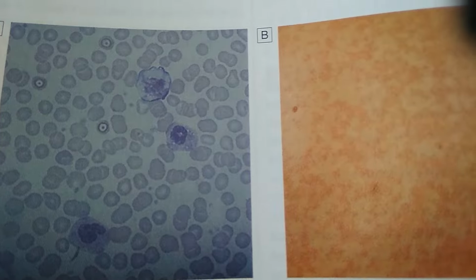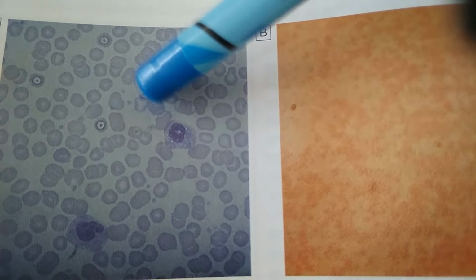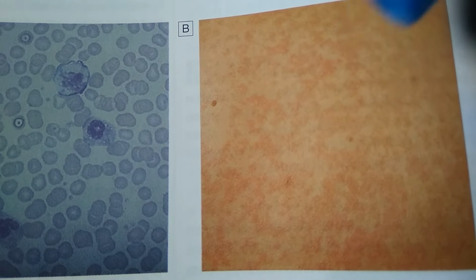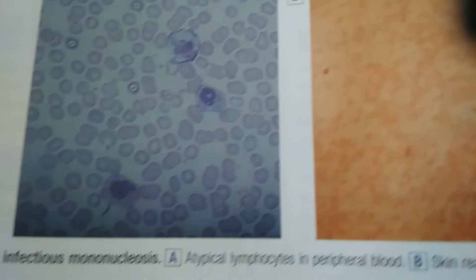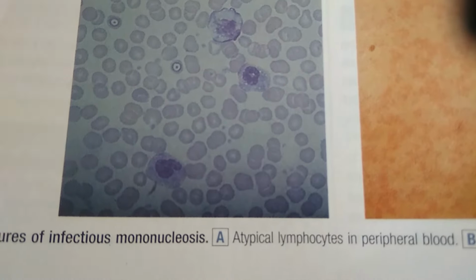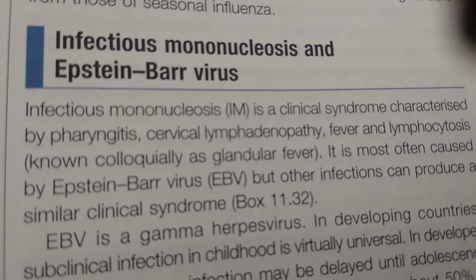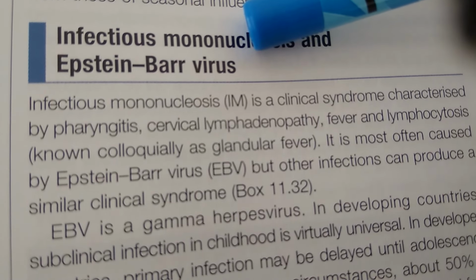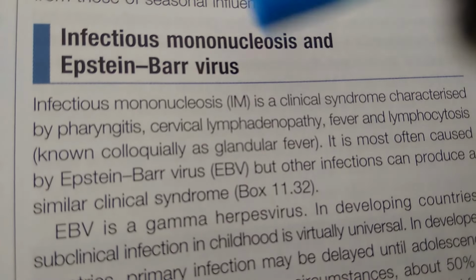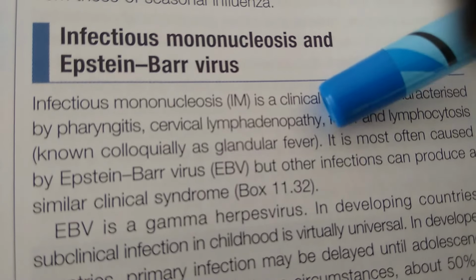See if you can guess the disease. These are atypical lymphocytes, and this is the skin reaction to ampicillin. So an antibiotic, if you give, their skin will react like this. So what are we talking about? Yes, infectious mononucleosis. So who causes infectious mononucleosis, guys? Epstein-Barr virus. Okay, it's colloquially known as glandular fever.